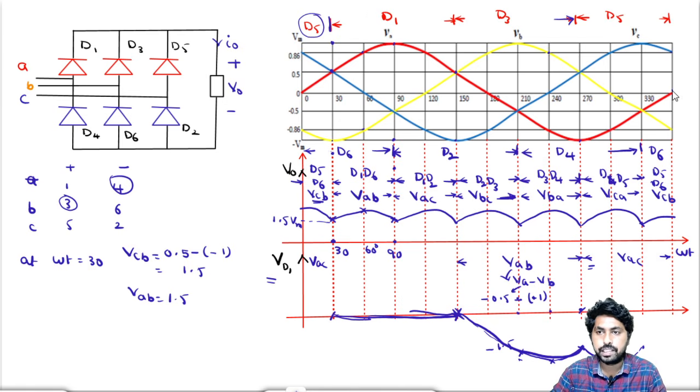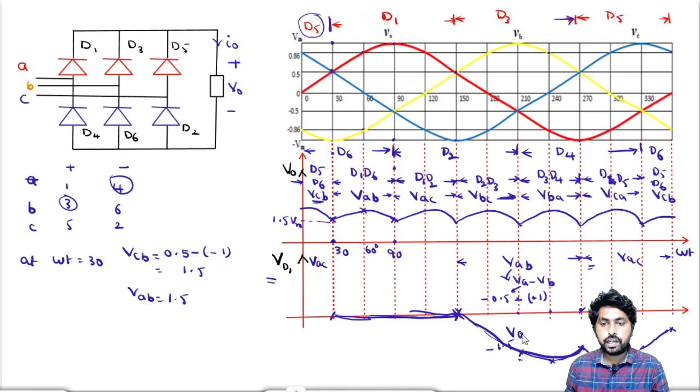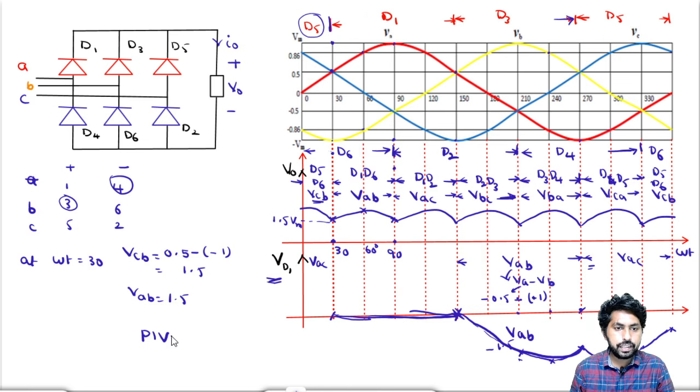So it will be 0. Again it will go to the root 3 by 2 point. So this is how we need to draw VAB and VAC. We can draw VD1 also from the phase voltage waveform itself, and we can draw VAB and VAC too. From this, PIV equals the maximum value, root 3 into VM.